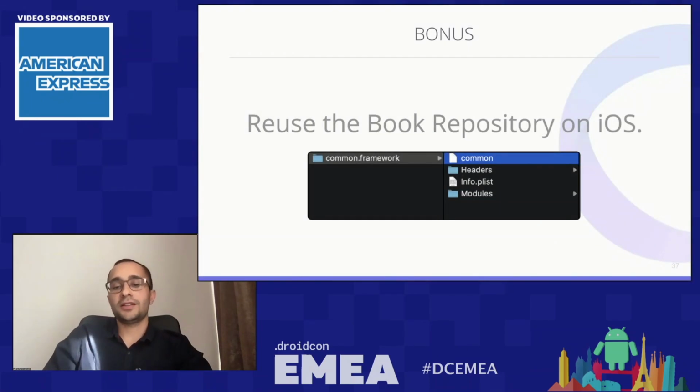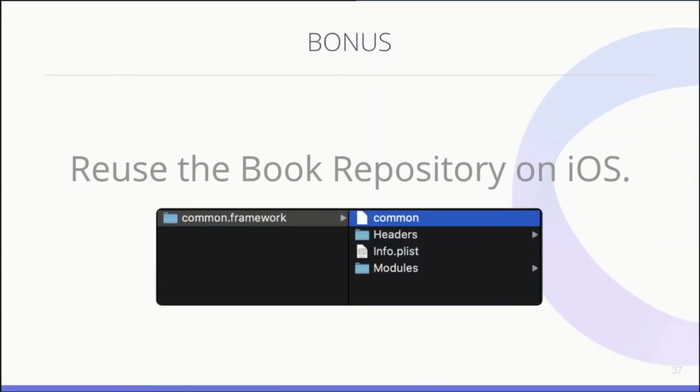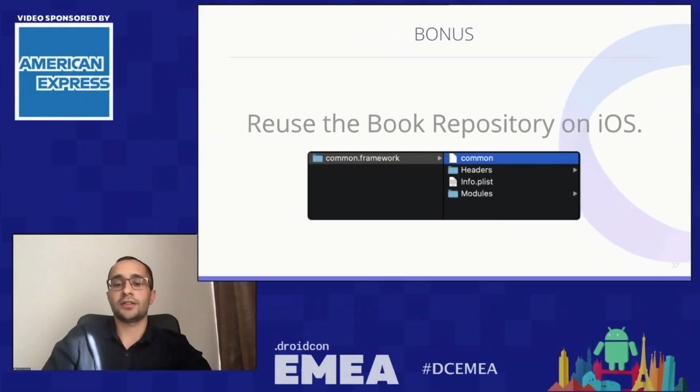Finally, once migrated to SQLDelight, book repository can be easily reused on iOS. And the same applies for any other repository you implement in the common module. On the slide, you can see the screenshot of common framework I've compiled with single Gradle command, like link debug framework, I believe. And it can be just dragged and dropped to Xcode projects and reused almost without any additional changes.